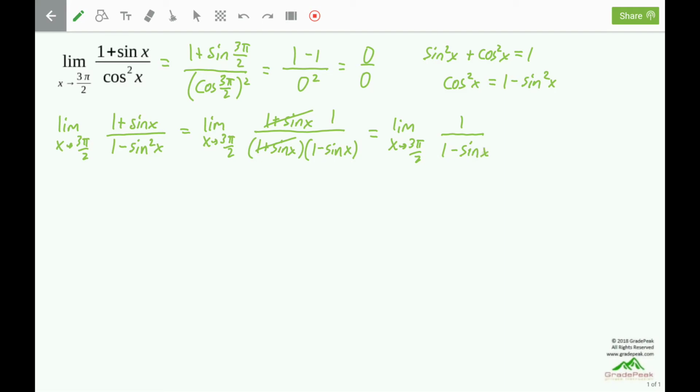We should no longer have the 0 over 0 indeterminate form, and so we should be able to plug in 3 pi over 2 for the remaining x's. We have 1 over 1 minus the sine of 3 pi over 2. The sine of 3 pi over 2 is a negative 1, so we'll have 1 over 1 minus a negative 1. Minus a negative is the same as adding, so we have 1 over 1 plus 1, which gives us 1 over 2.